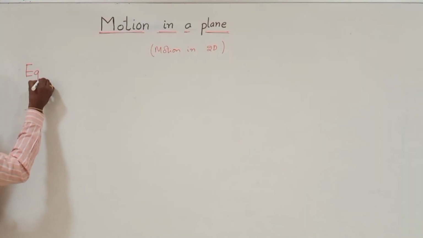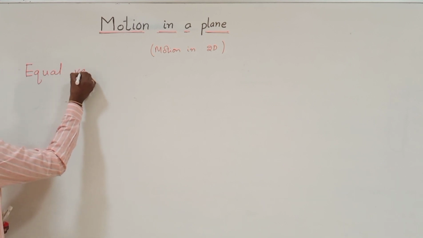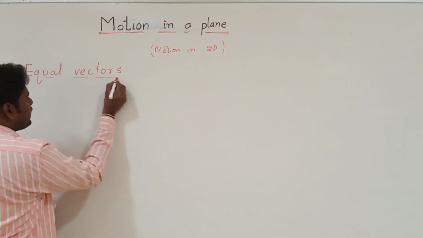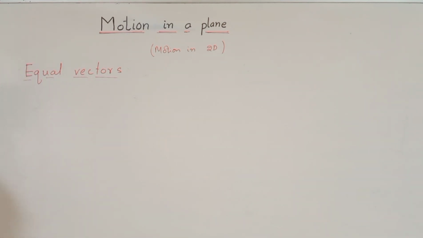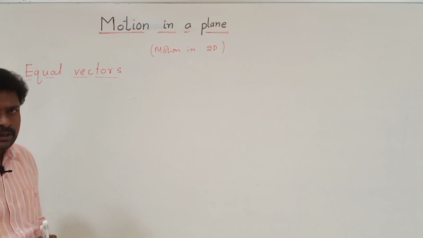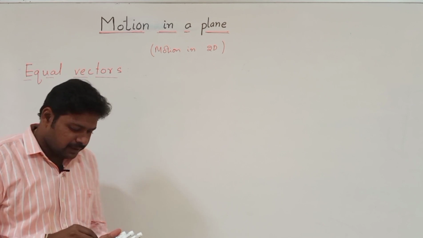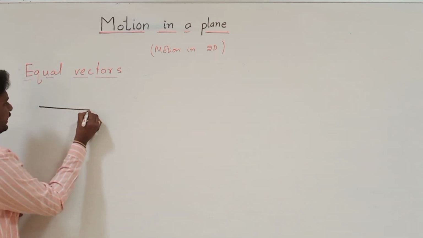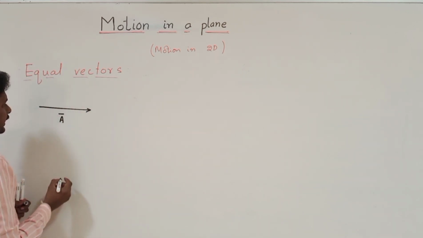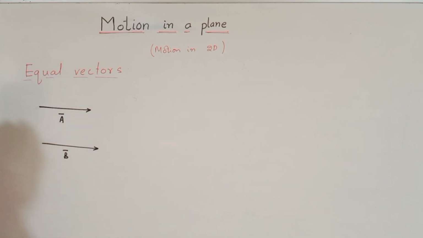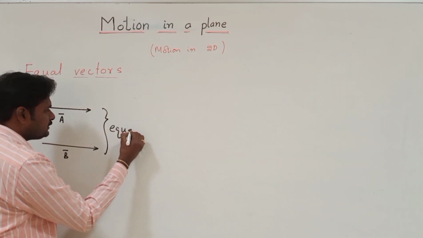Now, equal vectors. What is meant by equal vectors? If two vectors have the same magnitude and both are in the same direction, they are said to be equal vectors. In terms of magnitude and in terms of direction, both are the same. Let's say a vector A is there and a vector B is there. Both have the same magnitude and same direction. They are said to be equal vectors.